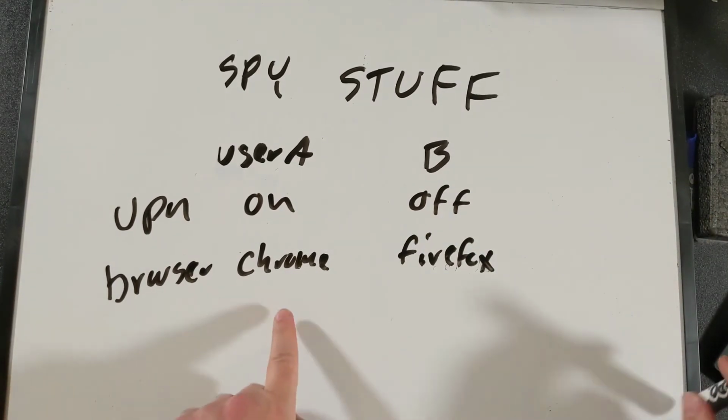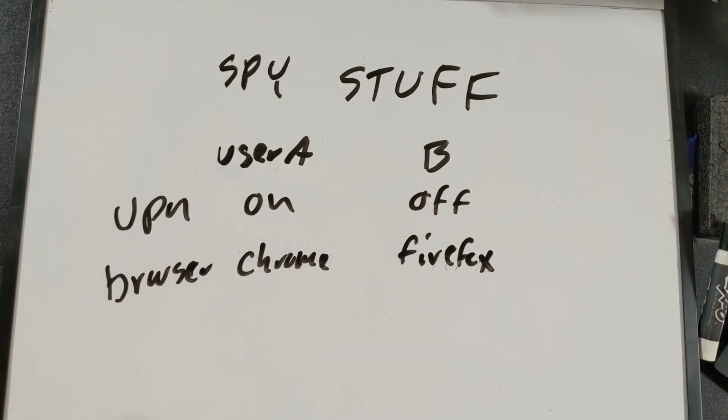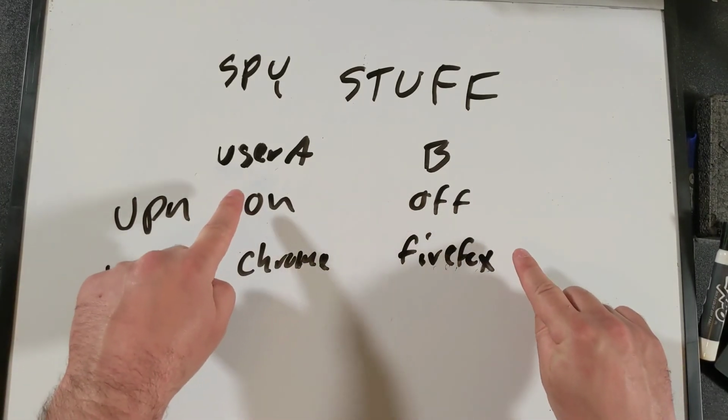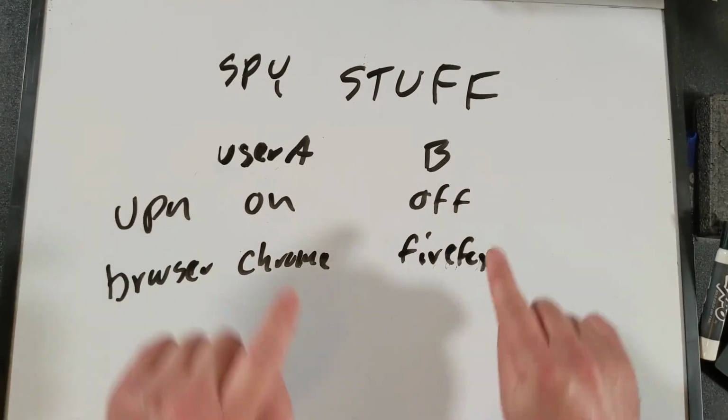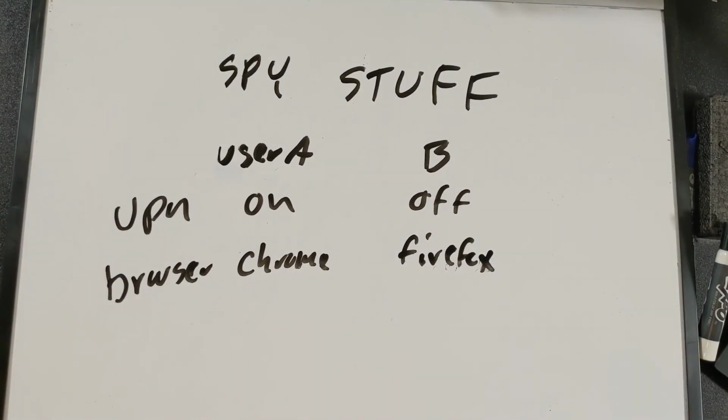So Chrome and Firefox aren't going to share session cookies. You don't have to worry about that. They'll have different browser fingerprints. Because the VPN is on for user A and off for user B, they're going to have different public IP addresses. Initially, when you do this, you're going to look like two separate users to Google.